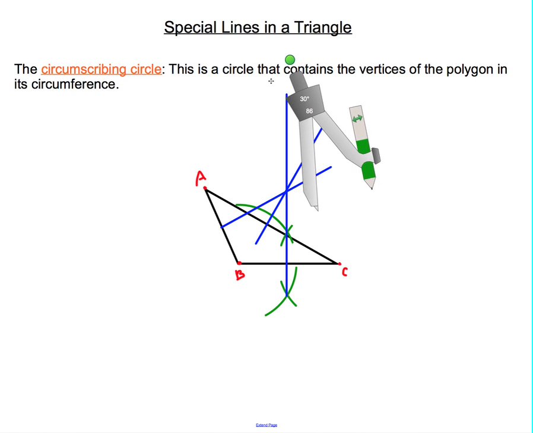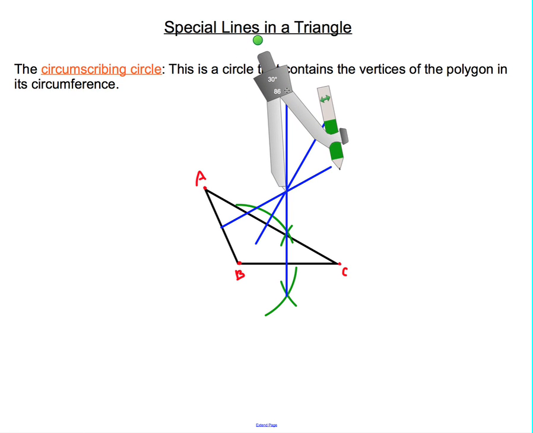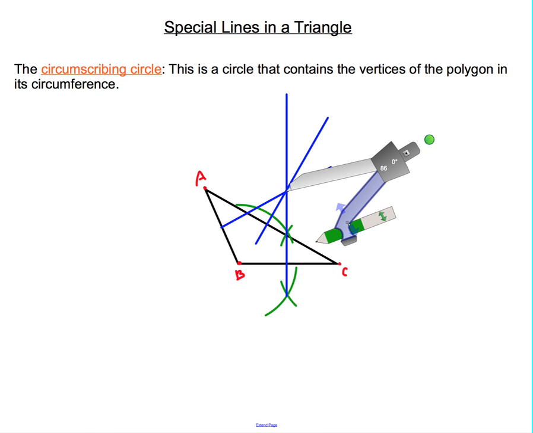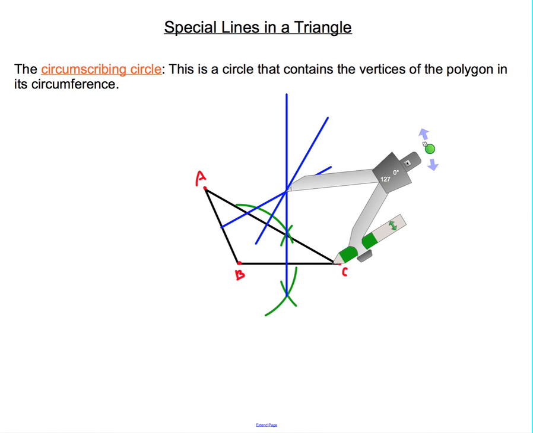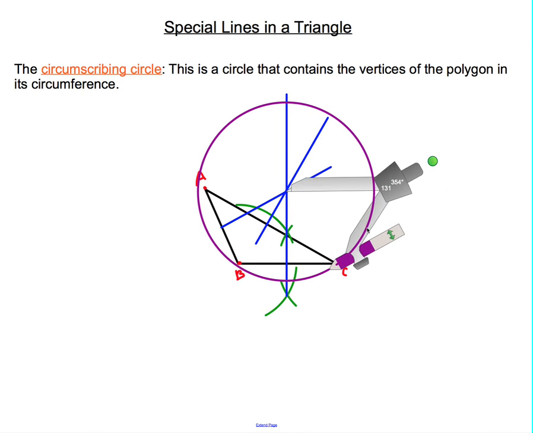But once you find this point of intersection of all three perpendicular bisectors, then this will become the center point of your circle. What you do is you align the needle with that center point, you extend the protractor until your pencil is on top of one of the vertices. We'll say like this. And let's choose a different color. Let's choose purple. And now if I draw a circle around, hopefully, if I didn't do this too awfully, there we go.